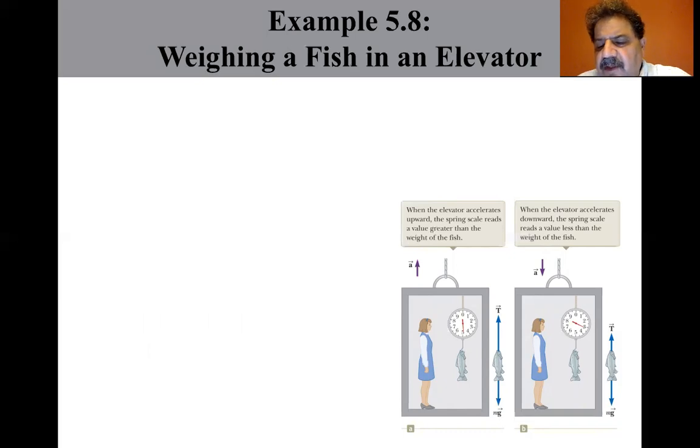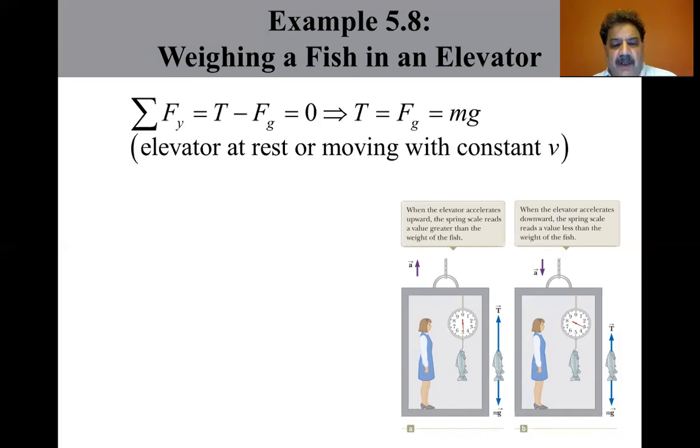If the elevator is either at rest or moving at constant velocity, the fish is a particle in equilibrium. So the sum of F_y equals T minus F_g equals 0. T equals F_g equals mg, that's just the weight, when the elevator is at rest or moving with constant velocity. Okay? Remember that the scalar mg is the weight of the fish.